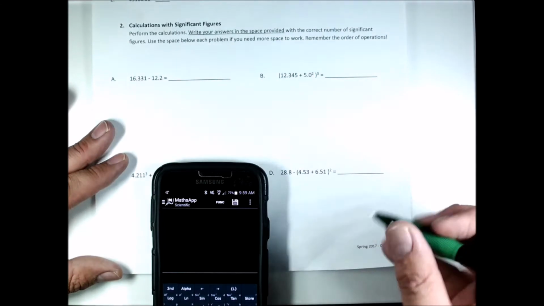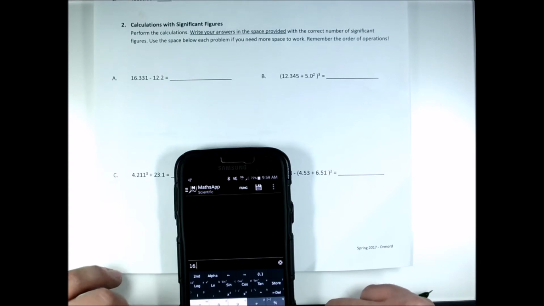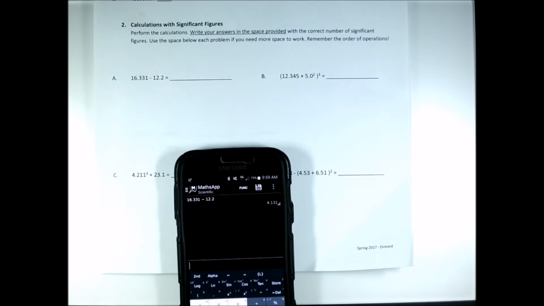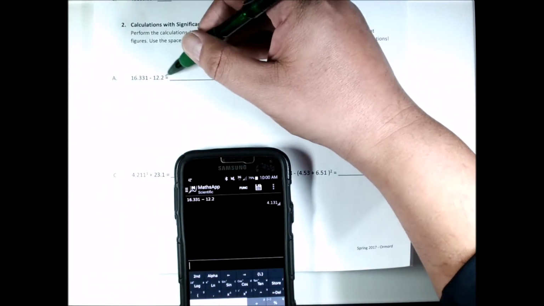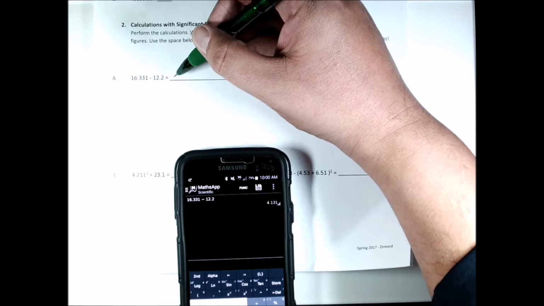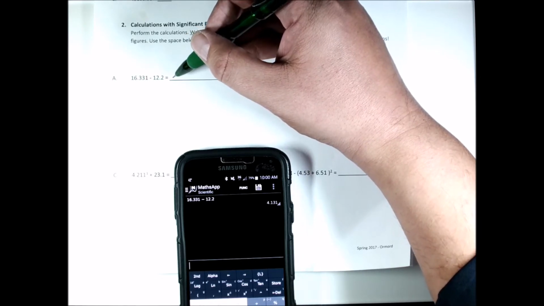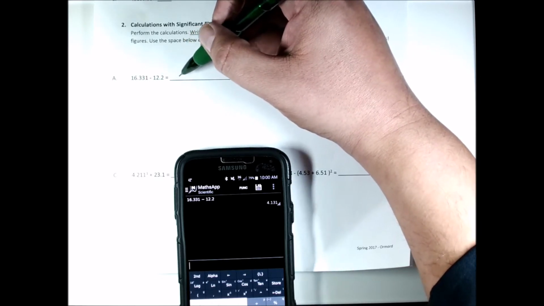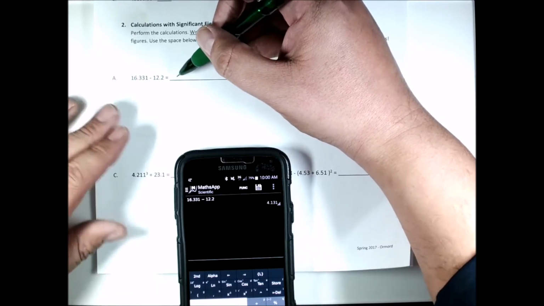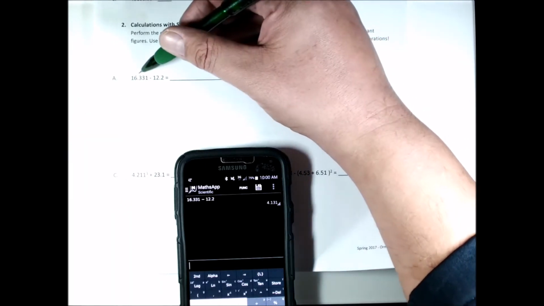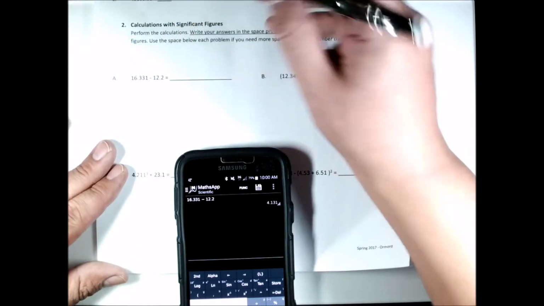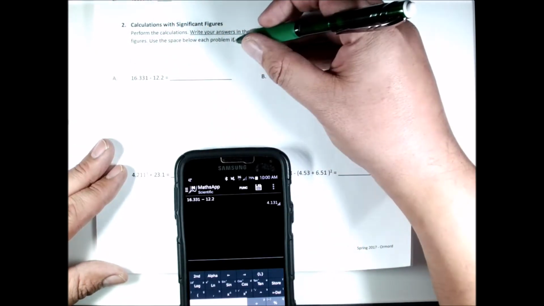So the first question here, I need to go ahead and do a subtraction. So we have 16.331 minus 12.2. And my calculator is saying 4.131. All right, so should I just default to 3 sig figs, or is there something else I need to do? So what determines the sig figs here when you're doing a subtraction? Number of decimal places, right? So this number has 1, this number has 3, so our final answer should only have 1 decimal place, so 4.1.